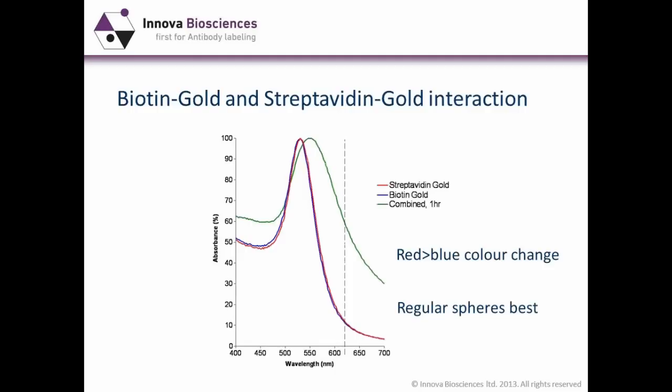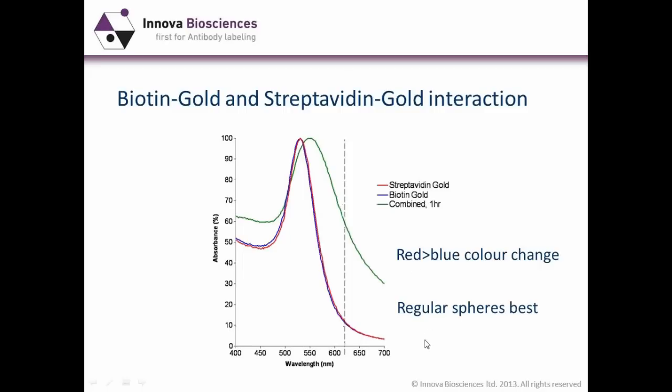There's some real data now. What we've got here is biotin attached to Innova Gold and streptavidin also attached to Innova Gold. So the two profiles are shown here, streptavidin gold in red, biotin gold in blue. And when you mix the two together, you see a dramatic change in the profile. There's a substantial increase in signal around 620 nanometers, but across all of this region. So the color changes from red to blue.